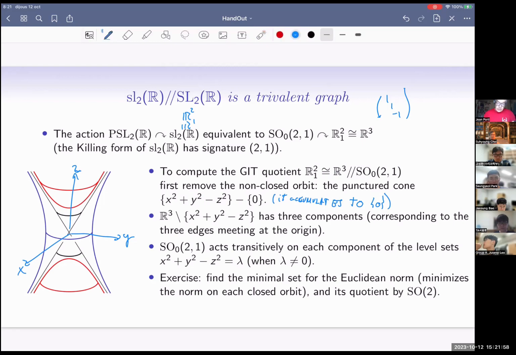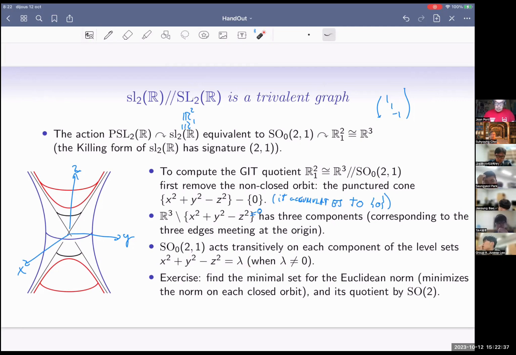Here I forgot what equals 0. Sorry, there is a typo. Now this has 3 components. One component is inside the light cone. I don't remember if they are time vectors, positive time, negative time. These are 2 components, and the third component is outside. And in fact, this group acts transitively on each component of each level set, I should say.